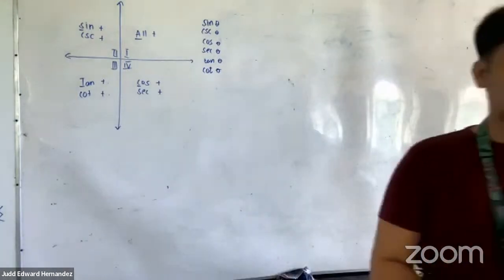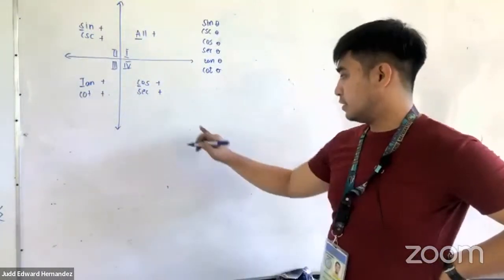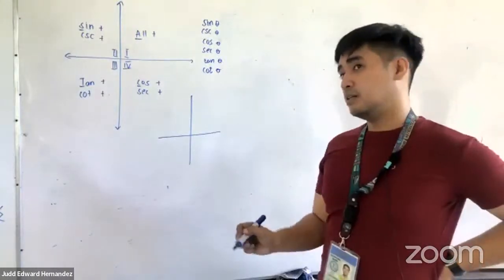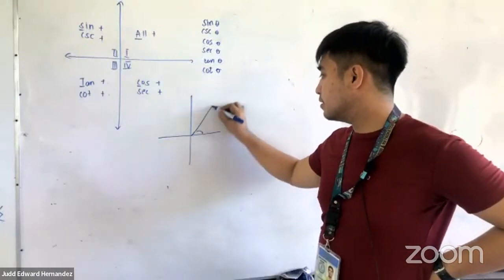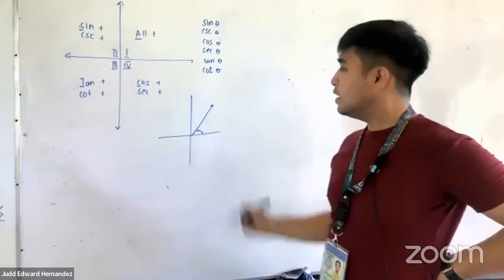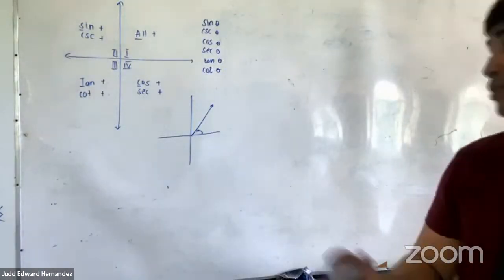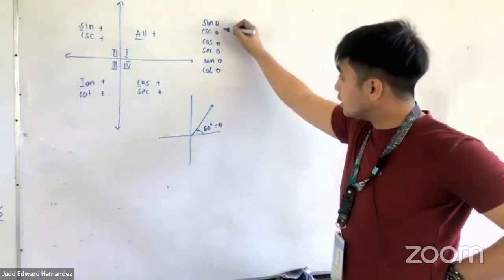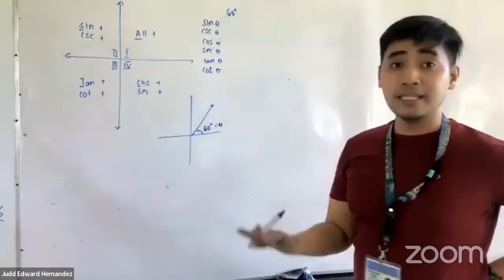Okay, dami pang pumapasok. Okay, so what if we are now given, let's say, 60 degrees? This is 60 degrees. And you're asked to gather all the signs of the trigonometric functions. Paano natin makukuha yung mga signs ng trigonometric functions? For example, this is 60 degrees. Tinanong ka, this is theta. Yung mga theta na yan, papalitan natin ng 60 degrees. Kung nasa 60 degrees siya, what will be the sign?